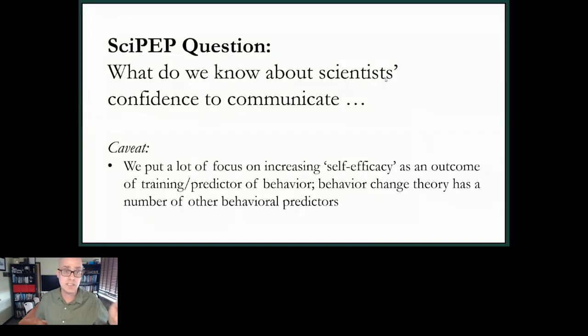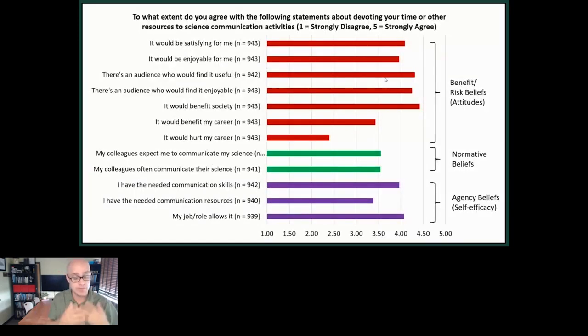What do we know about scientists' confidence to communicate? So when I think of the word confidence, I think of the idea of self-efficacy. I'm going to argue, though, that that's just one. If you want somebody to do a behavior, their perceived ability to do the behavior is just one driver of that. So I'm not just going to tell you about self-efficacy. I'm going to tell you about the full, or more complete, range of potential beliefs that someone could have. Particularly, if you want somebody to do a behavior, they need to see the behavior as beneficial and not risky.